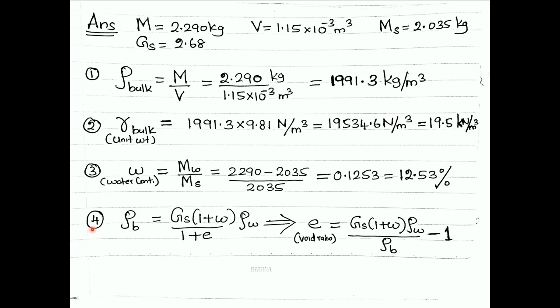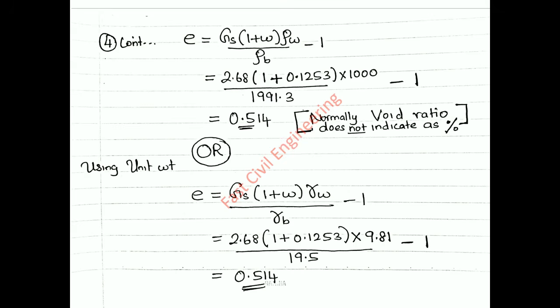Number 4, what is the void ratio? The void ratio is equal to volume of voids over volume of solid. That is the definition, but this equation is helpful for finding the void ratio. Subject the e: e is equal to GS into 1 plus w, rho w over rho b, minus 1. If you make e the subject, the void ratio is this one.